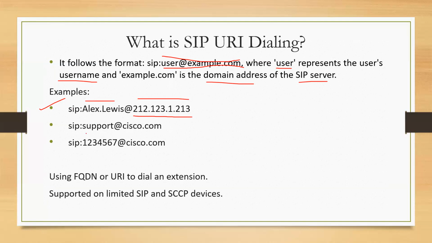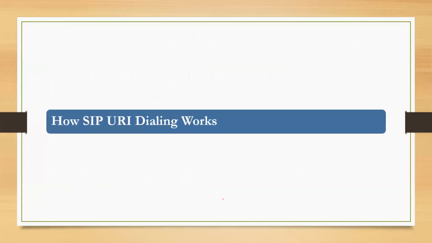And here it can be like this as well. Let's say the name support@cisco.com, or maybe the number 1234567@cisco.com. So these are a few examples of how your SIP URI looks, right? That is what it says, using FQDN or URI to dial an extension, and it is supported on limited SIP and SCCP devices.